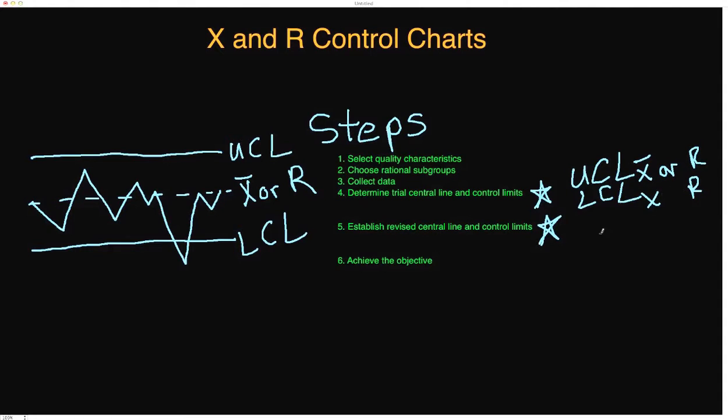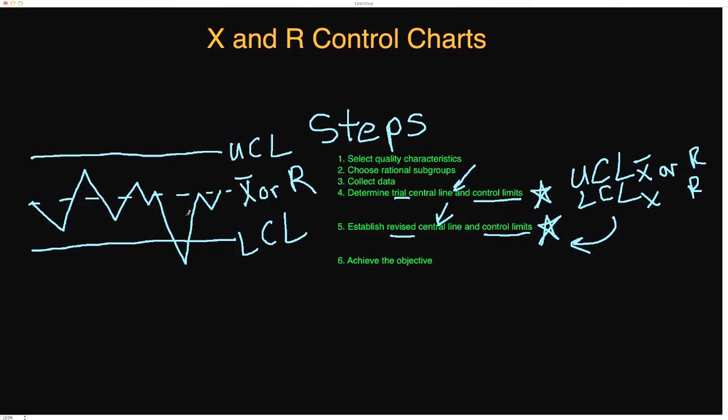And we'll be doing that process again to get these revised control limits. But before we get those control limits for the trial control limits and the revised control limits, we will be looking at these central lines. Okay? So what we're going to end up with is some sort of control chart that looks like this.